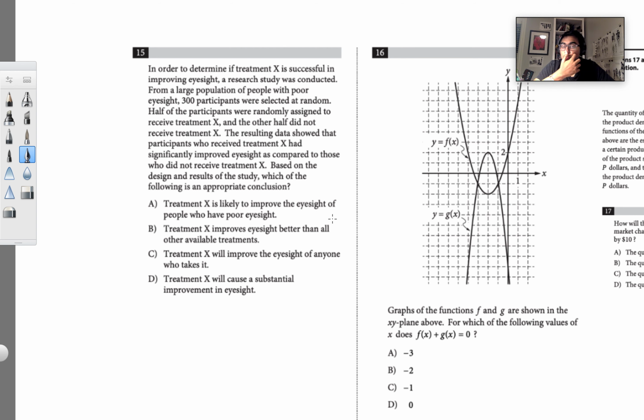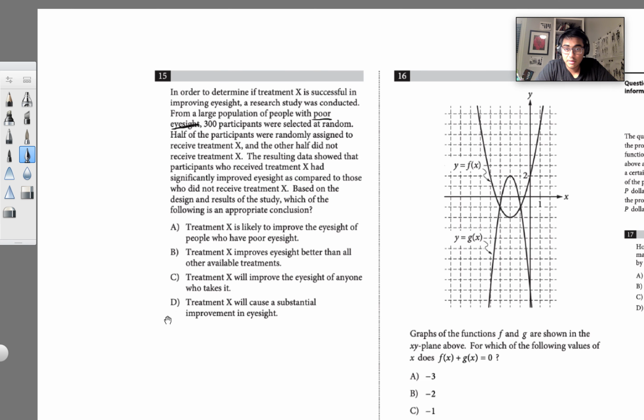In order to determine if treatment X is successful in improving eyesight, a research study was conducted. From a large population of people with poor eyesight, 300 participants were selected at random. Half of the participants were randomly assigned to receive treatment X, and the other half did not. The resulting data show that participants who received treatment X had significantly improved eyesight as compared to those who did not receive treatment X. Based on the design and results of the study, which of the following is an appropriate conclusion?